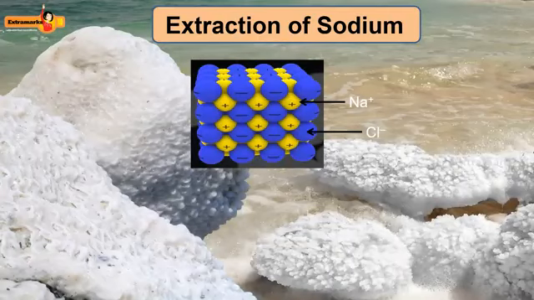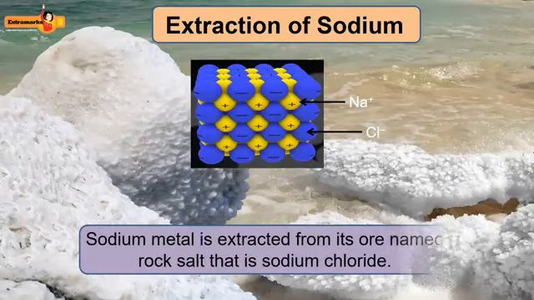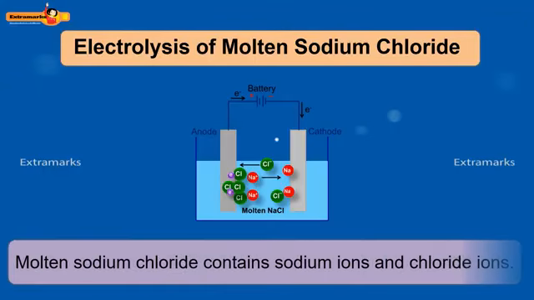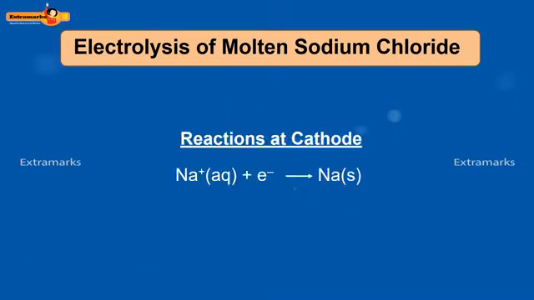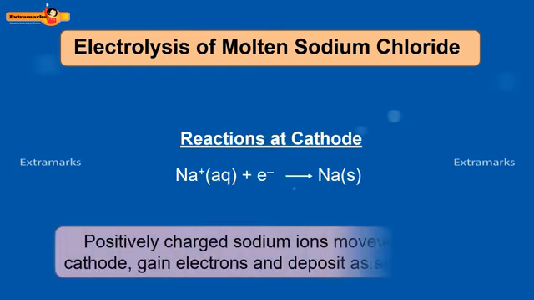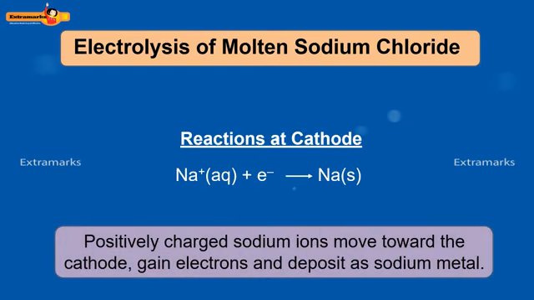Now, we will learn how sodium metal is extracted. Sodium metal is extracted from its ore, named rock salt. Rock salt contains the compound sodium chloride. Let us understand first what happens at the cathode when electricity is passed to the molten sodium chloride solution. During electrolysis, the positively charged sodium ions move toward the cathode. Sodium ions take electrons and get converted into sodium atoms. Pure sodium metal thus gets deposited at the cathode.